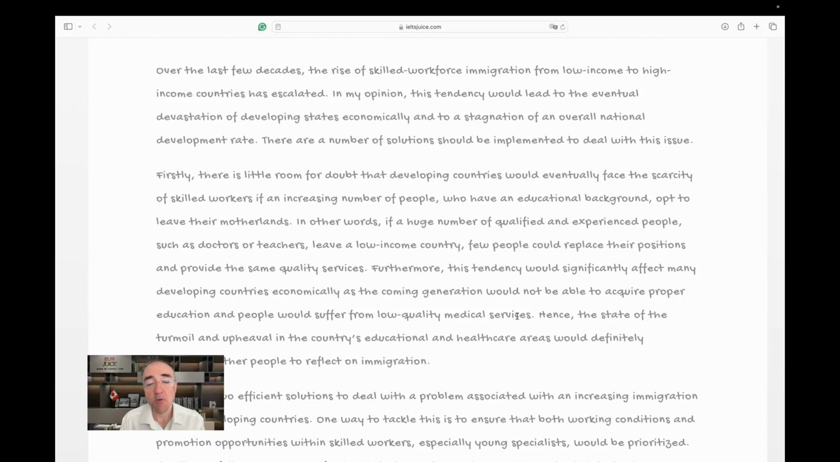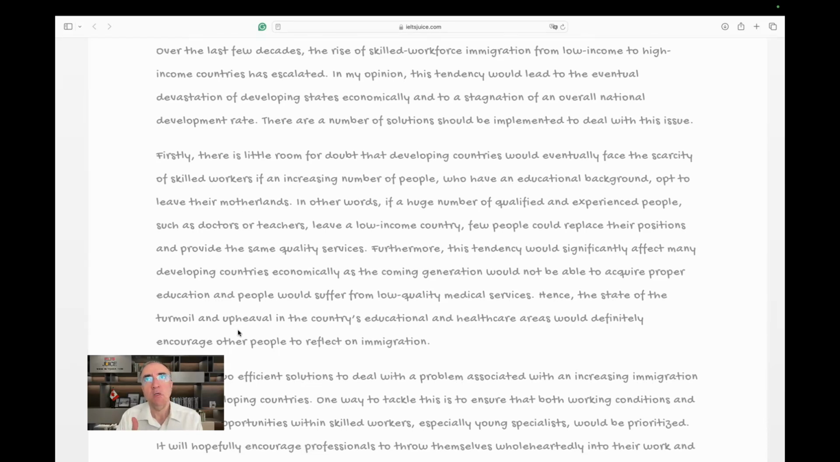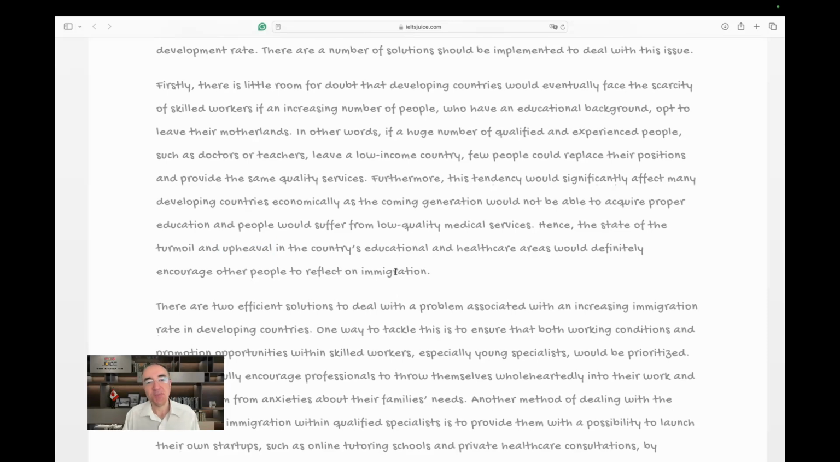Hence, the state of the turmoil. Whoa, that's beautiful. Turmoil has also a negative connotation. It is used in news when you report something bad happening in a certain geographical location. And upheaval. This, I mean, vocabulary is 9, guys. I mean, my hands are up. The vocabulary already is 9. I haven't even read the rest of the essay, but the vocabulary is 9. The range is wide. And upheaval in the country's educational and healthcare areas would definitely encourage other people to reflect on immigration. Yeah. That's good. That's good.